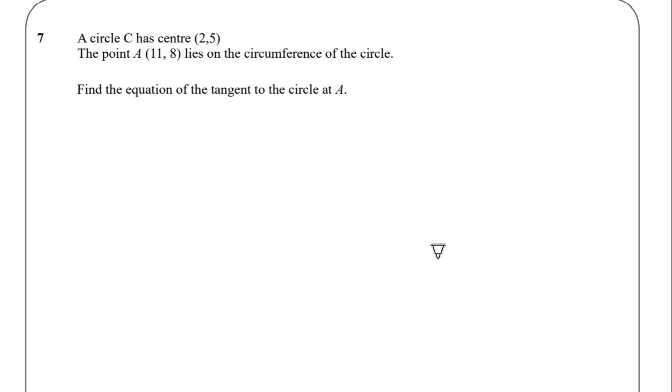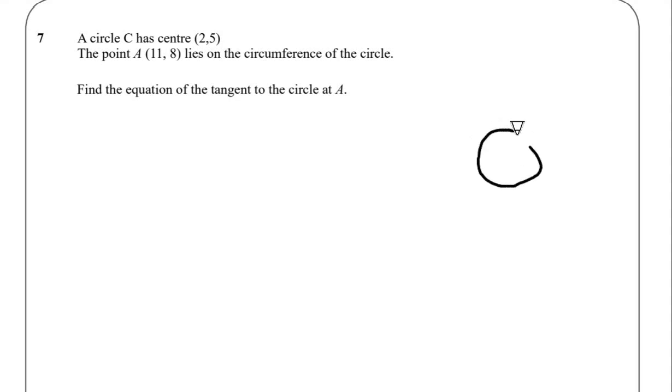Hi everyone. Today I'm going to show you how to answer this higher tier question. This is quite common in the higher math paper. So this is about a circle that has a center at this point. The point A lies on the circumference of the circle. Find the equation of the tangent to the circle at A.